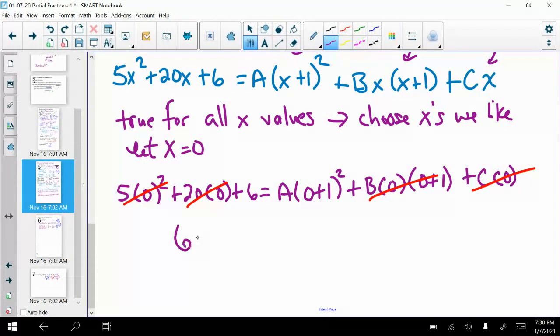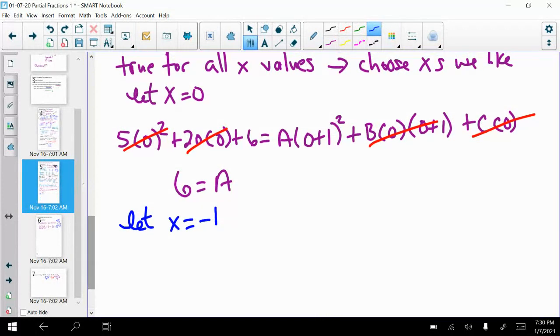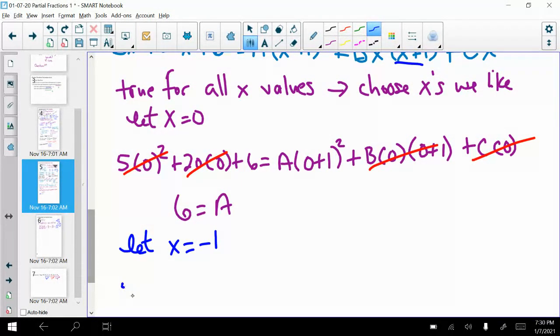Which leaves us with 6 is equal to a. And so now we have a. Now we just want to do this again. So observing this, a good choice for x would be -1, right? Because that's going to make that x plus 1 term be 0. So same thing, we'll substitute in, we'll turn all of our x's into -1.